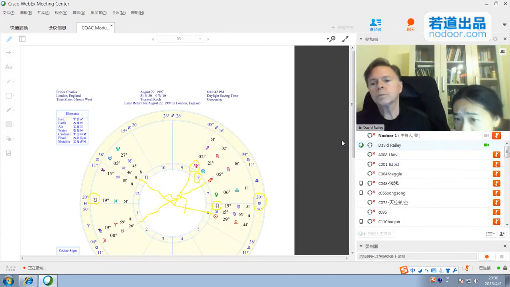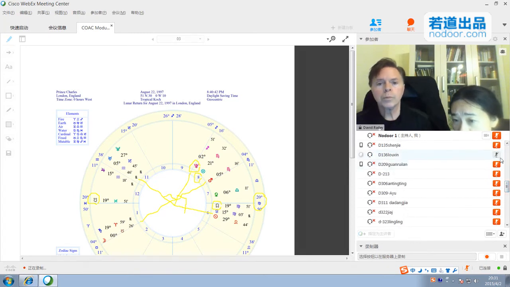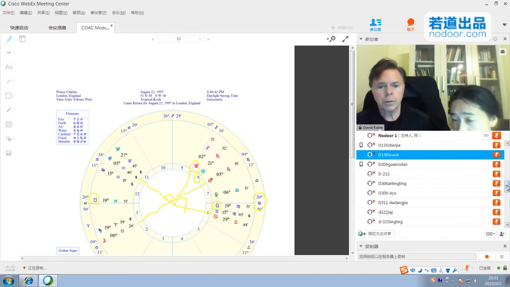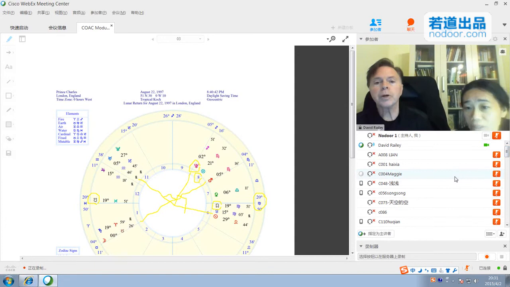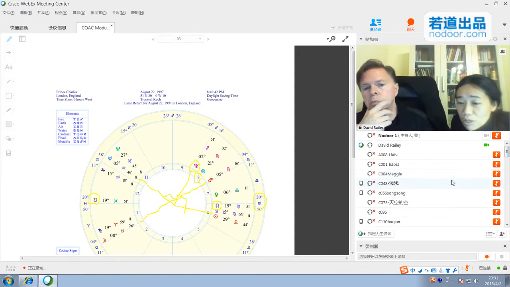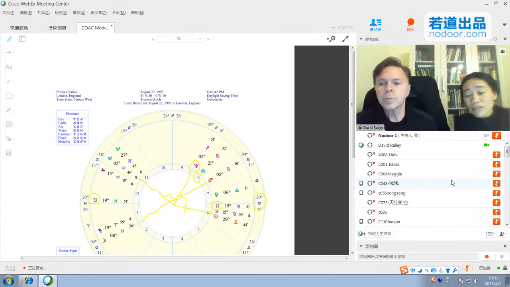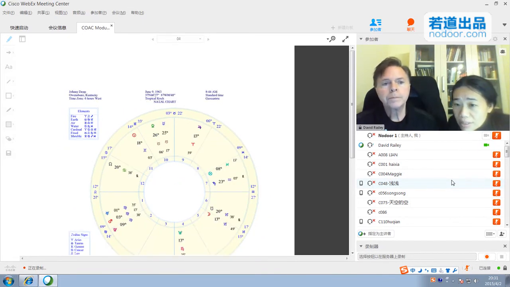Someone asked, this chart is on August 22nd, so does that signify all the issues that happened after? That's right. For the 28 days following. This shows the situation for the 28 days after the lunar return chart.